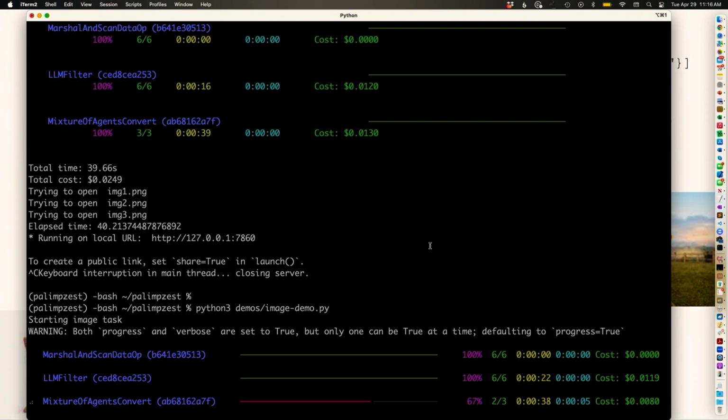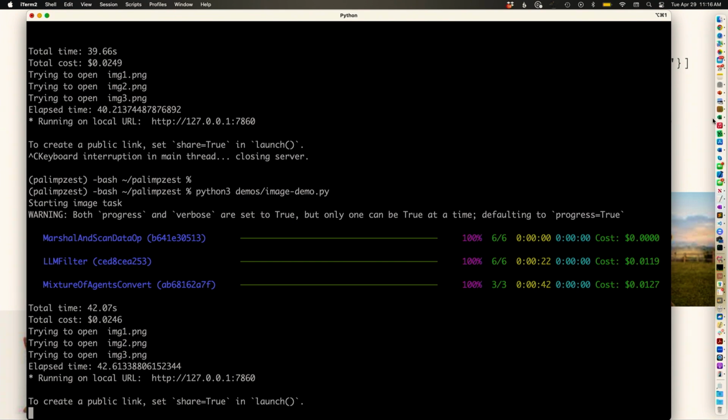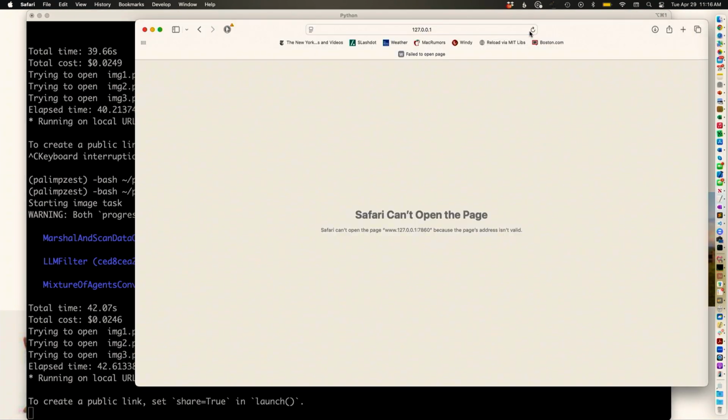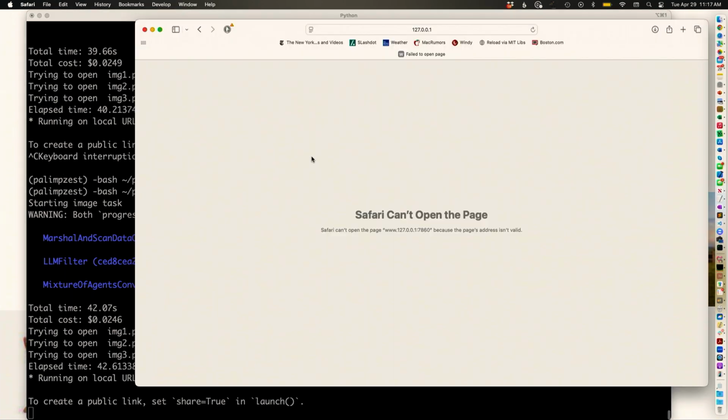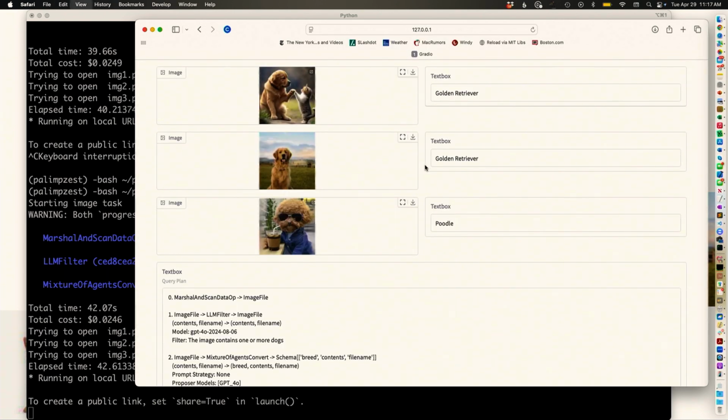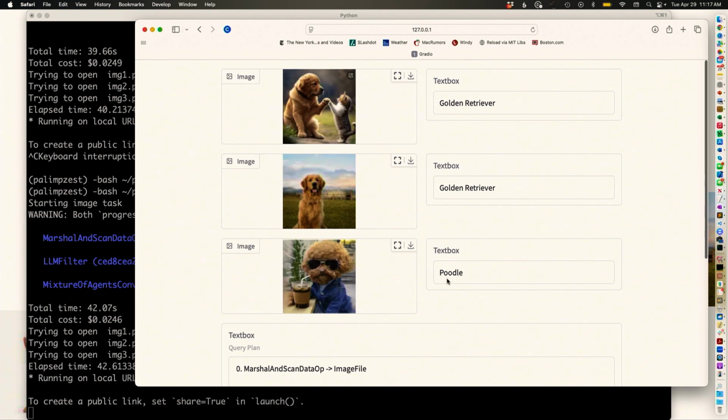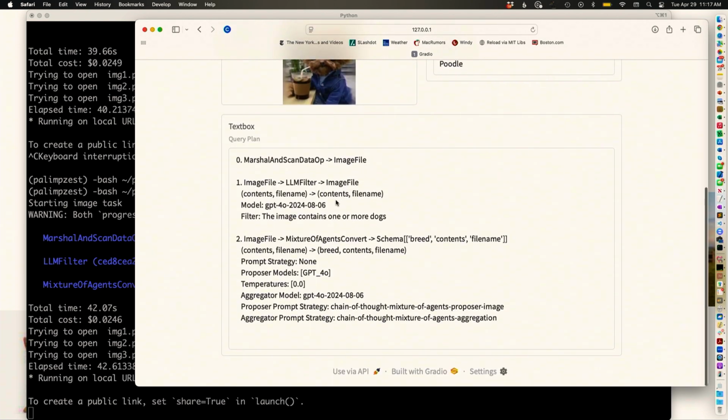Okay, and now we can come over here. Okay, we did it. So it spat out 3 images that matched that criteria. Hopefully, there we go. Okay, so you can see it said golden retriever, golden retriever, and poodle. It figured out that this was a golden retriever with the cat, this is a golden retriever, and this is a poodle, right? So it's a goofy example, but it gives you an idea of what happens. And underneath the covers, it actually has a plan, and this shows you the plan that it came up with to execute this. So it applied a filter and then this conversion operation to get the breed out of the images.